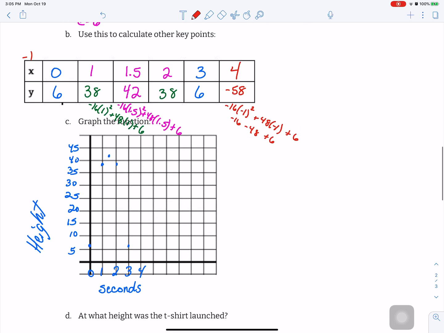That's pretty far down. So I can look at my graph and know that I'm going up pretty steep and coming down pretty steep.